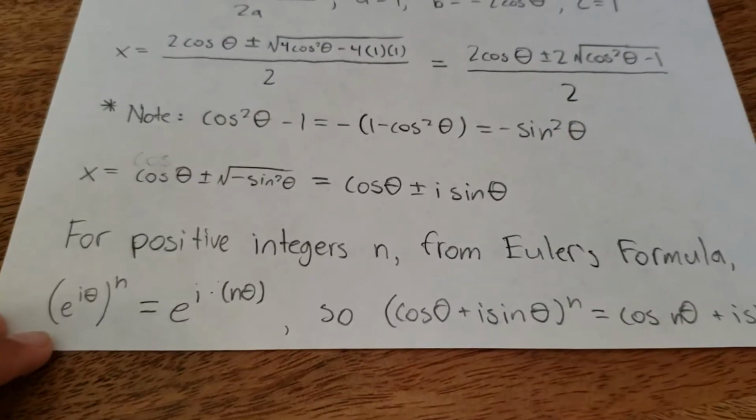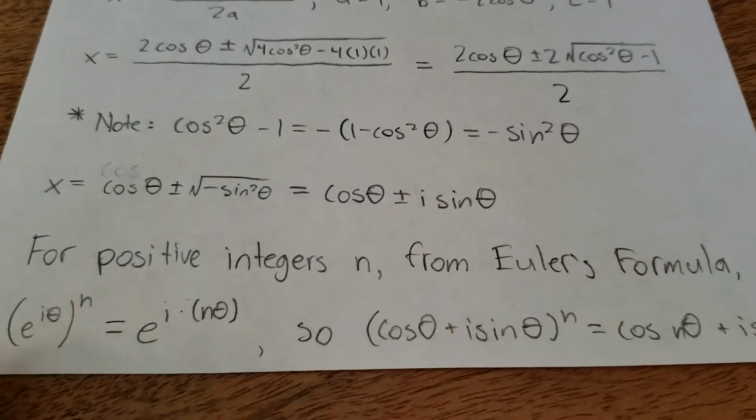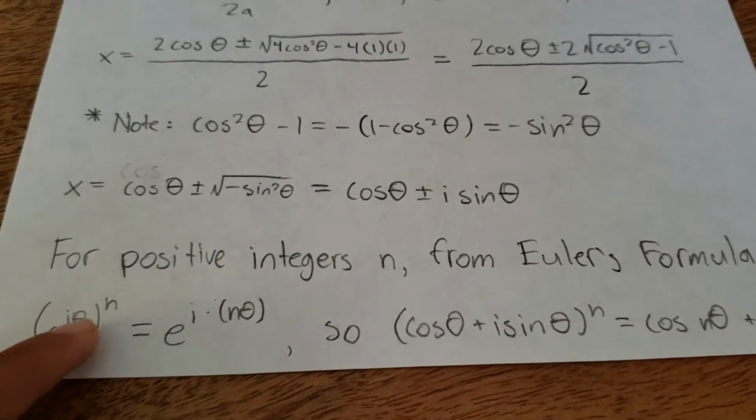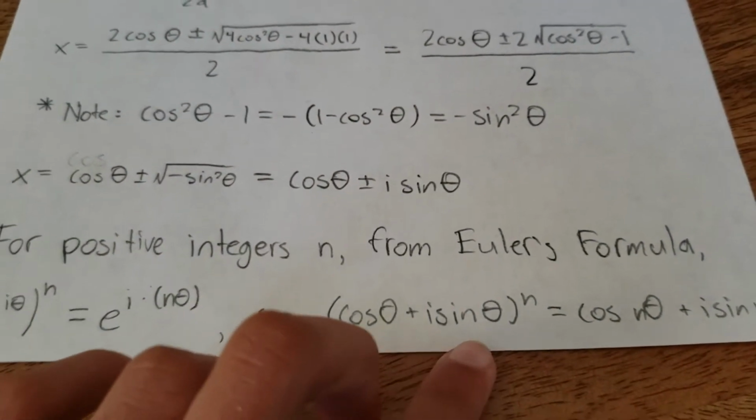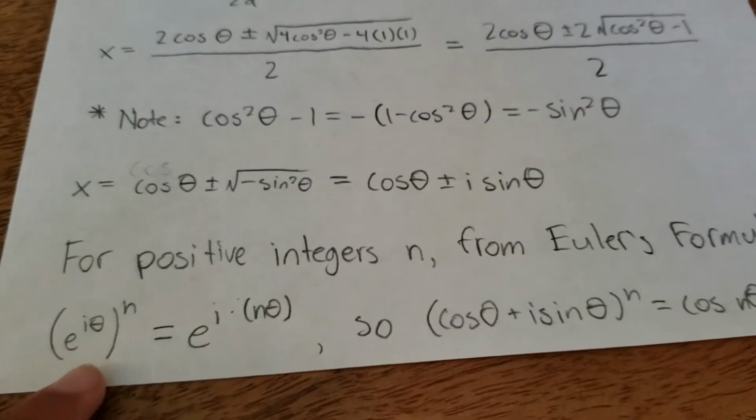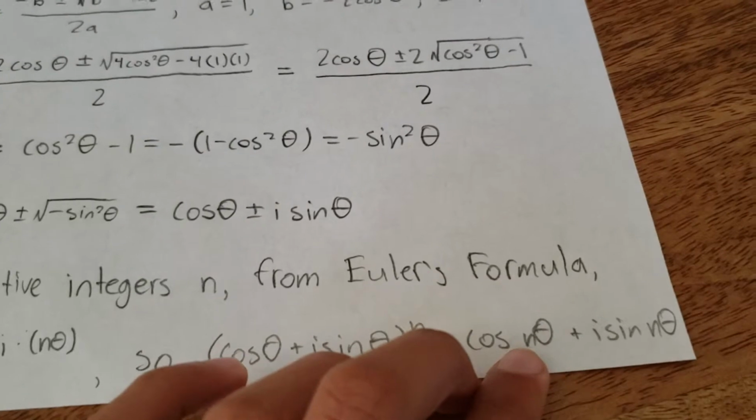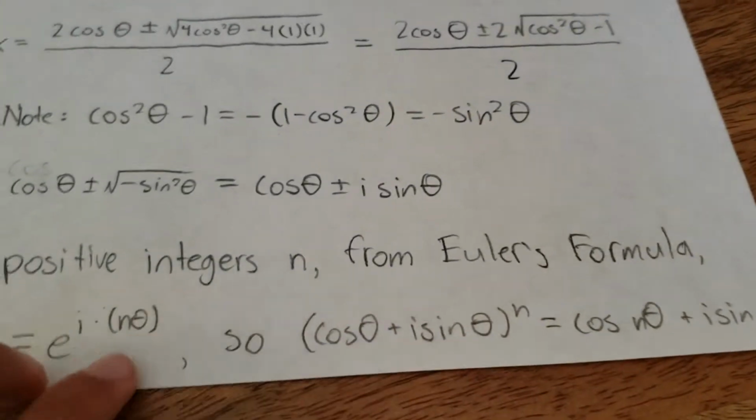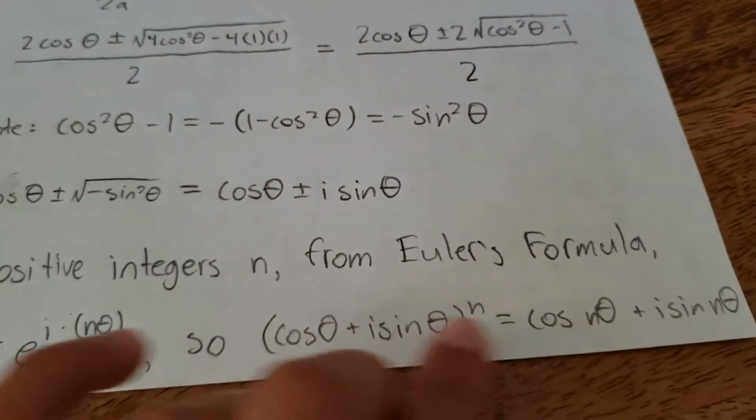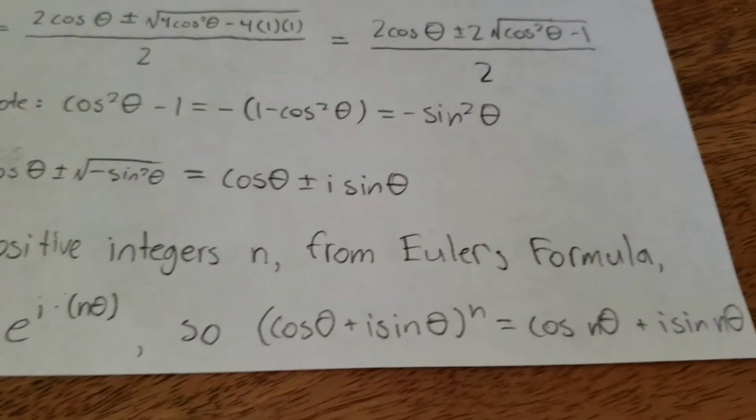And just to clarify things, I wrote it down here. So e to the i theta to the nth power is cosine of theta plus i sine of theta to the nth power. And these two expressions are the same. And this expression is the same as cosine of n theta plus i sine of n theta. So therefore, these two expressions are the same. And this is kind of a miracle almost.